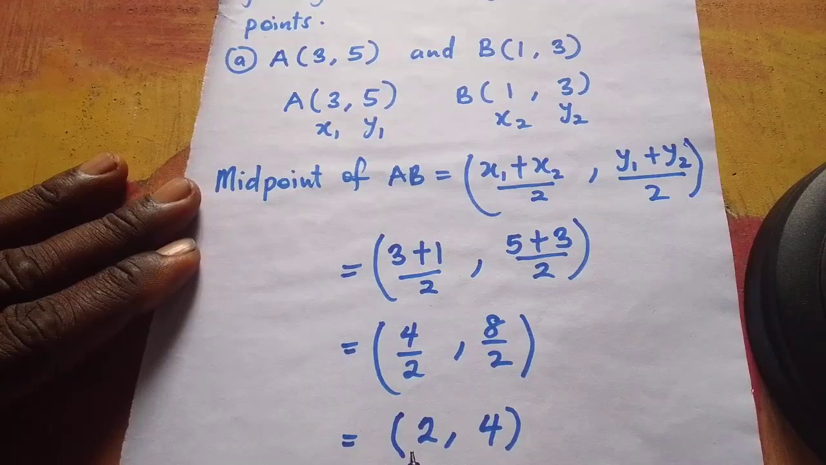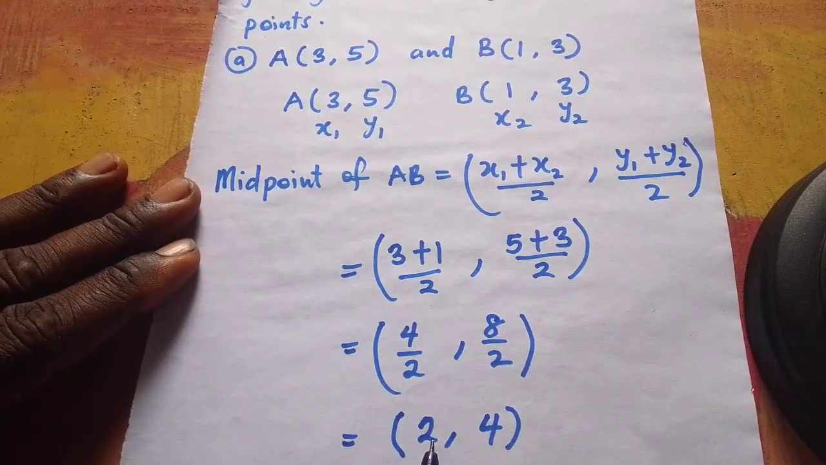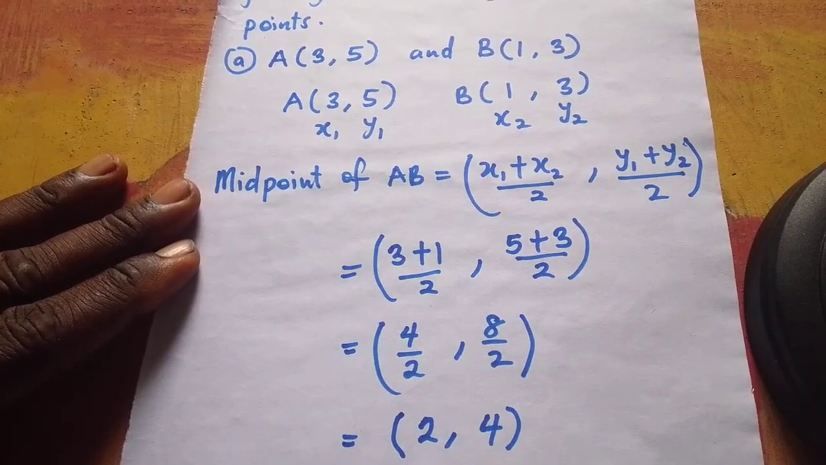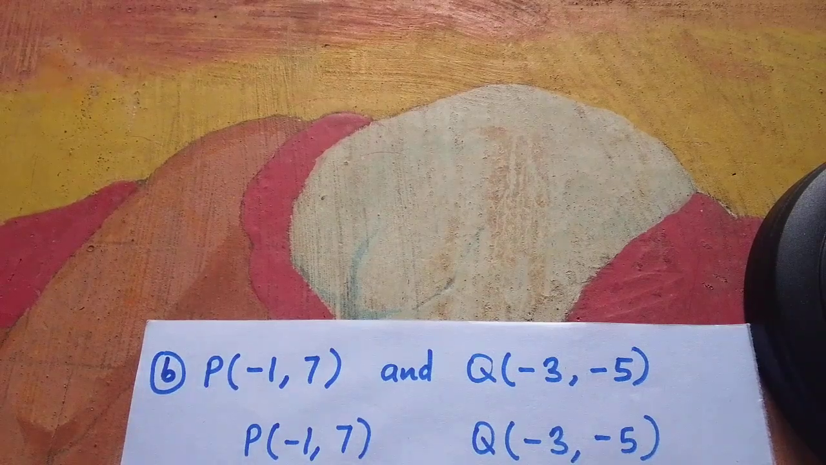So the coordinates of AB will now be what? 2, 4. The coordinate of AB, x will be what? 2, y will be what? 4. Now let's have another example.